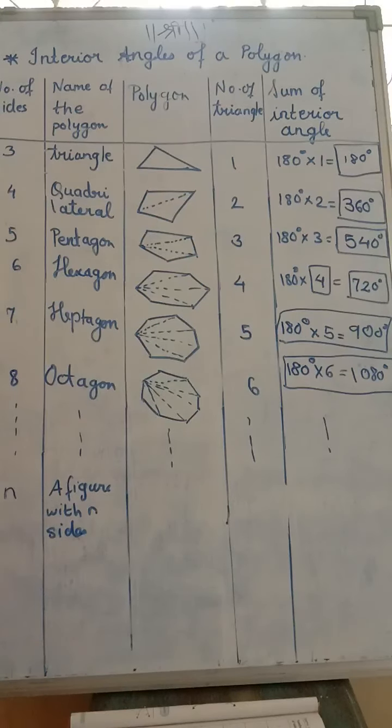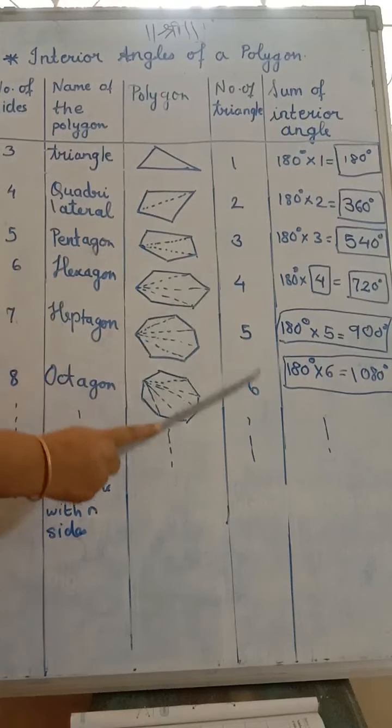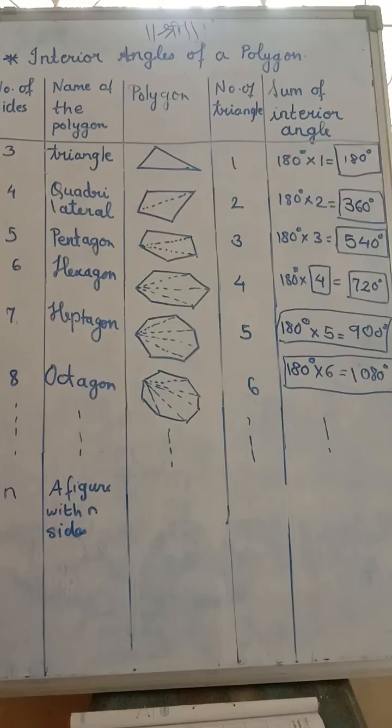Means, what are you learning from this? If you subtract 2 from the number of sides, then you get the number of triangles. Yes. So, if the number of sides is n, then the figure will be with n sides. n means number.